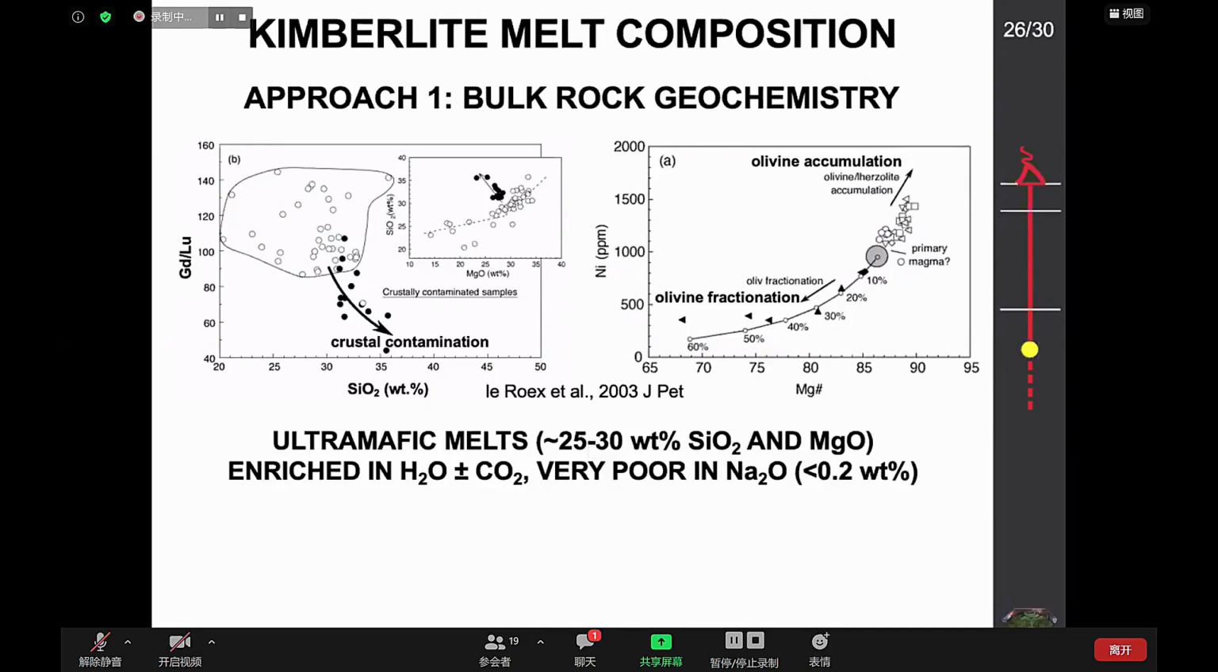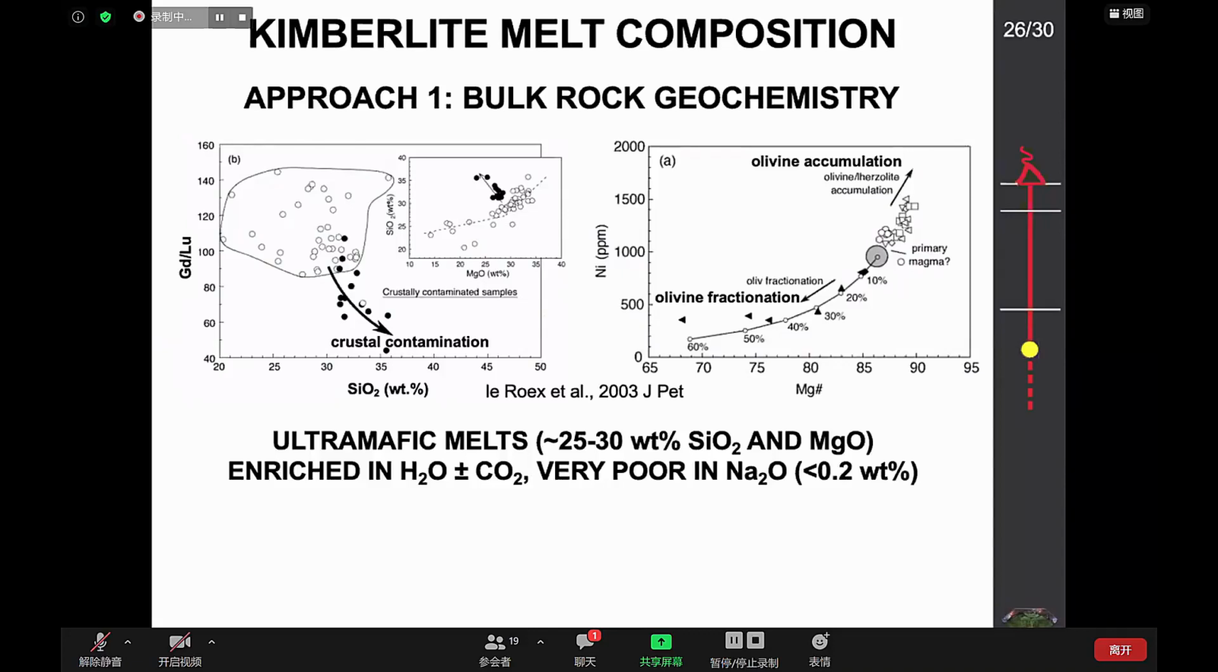These compositions are also very rich in water, have variable, not so abundant CO2, and are nearly devoid of sodium, which is quite a problem for any mantle-derived melts, because sodium is expected to be relatively abundant.